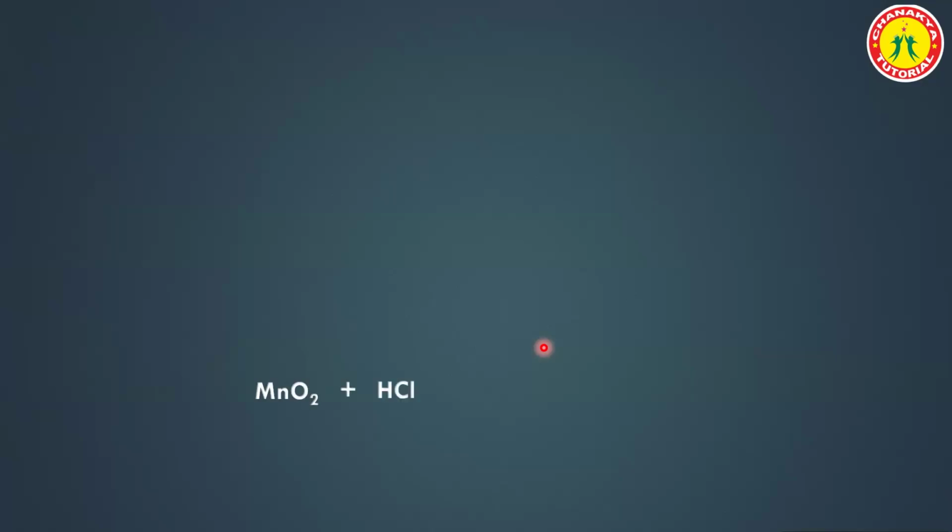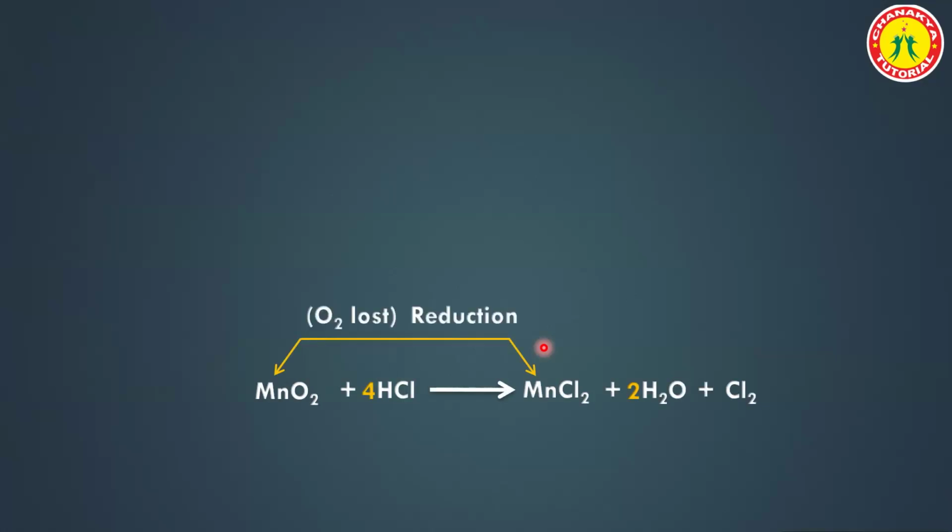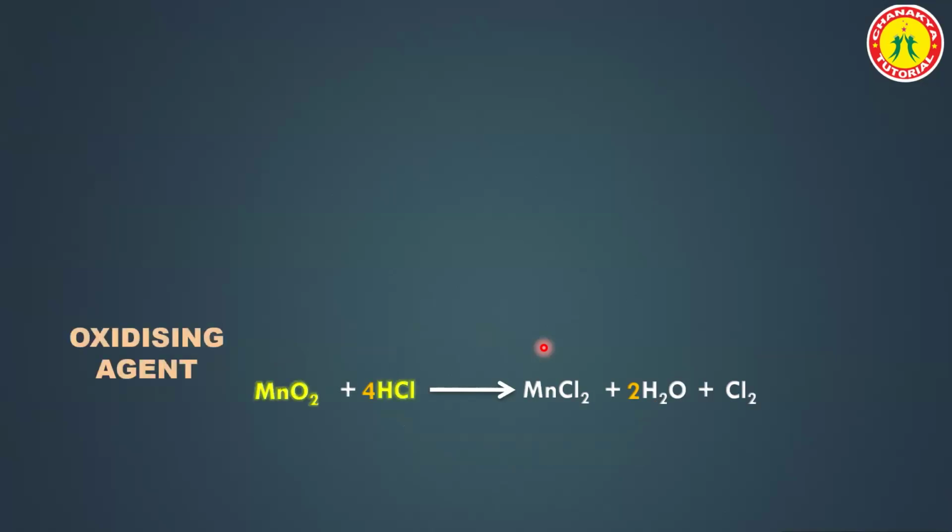Another example, manganese oxide plus HCl changing into manganese chloride plus H2O plus Cl2. We see that manganese oxide changing into manganese chloride, there is removal of oxygen. That's why it is a reduction reaction. From HCl to H2O, there is addition of oxygen. That's why it is an oxidation reaction. MnO2 is the oxidizing agent and HCl is the reducing agent. It must be clear why MnO2 is oxidizing and HCl is reducing agent.